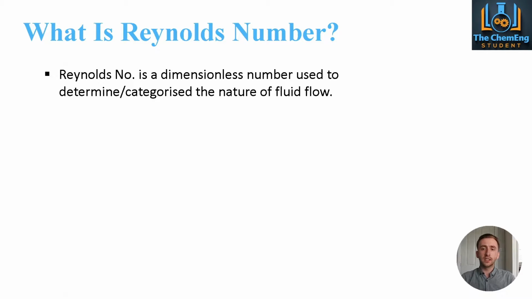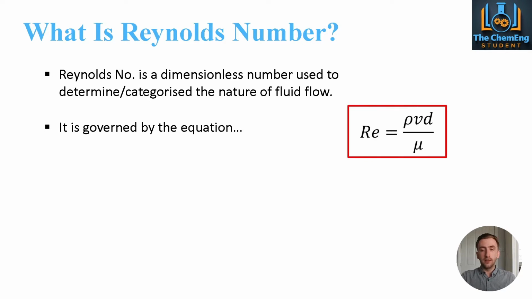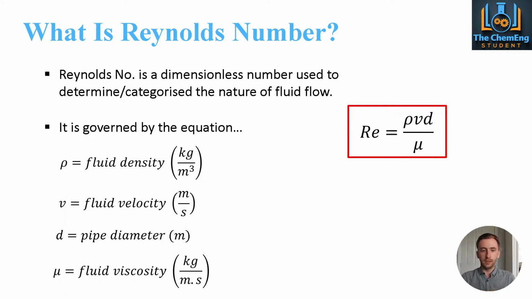So the first question we have to ask ourselves is, what is Reynolds number? Reynolds number is probably one of the most important and most common dimensionless numbers that we use in chemical engineering to determine and categorise the nature of fluid flow. And it's governed by the equation denoted by Re, so that's for Reynolds number, is equal to rho V d over mu. Now there is some variation in the formula, but that's the general formula.